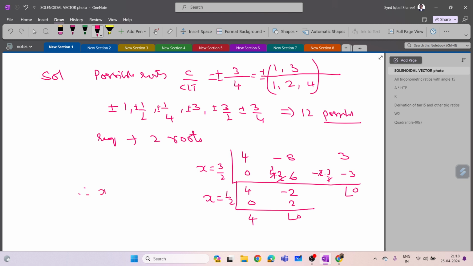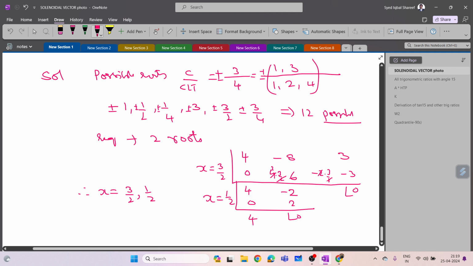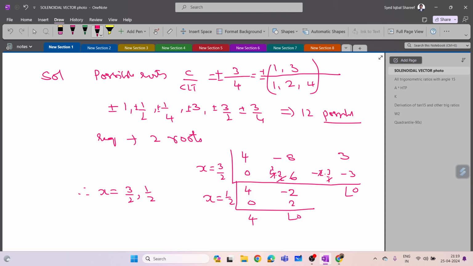So therefore possible roots, not the required roots, are 3 by 2 and 1 by 2. Some teachers say required roots, some say zeros of the polynomial, they are the same. You can say the roots are the zeros. Zeros means if you put 3 by 2 in the given equation, it becomes 0. Both ways are right, just a different way of saying. So this time we got the rational roots 3 by 2, 1 by 2. This is the simple case I have taken.